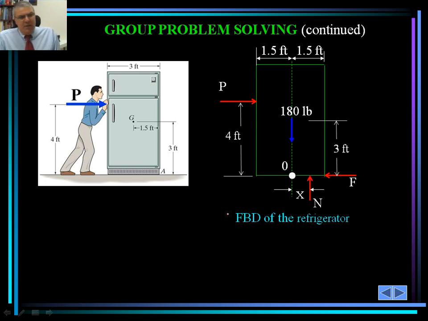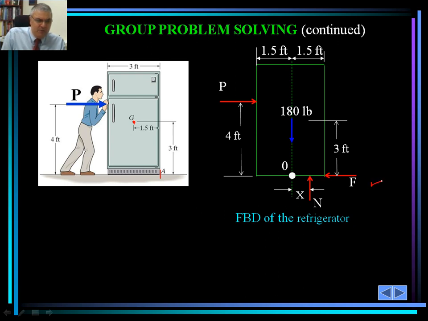So we're going to draw the free body diagram. The 180 pounds is going to be applied at the center of gravity of the refrigerator. Force P is shown with the dimensions given, which is applied 4 feet from the ground. The center of gravity for this object is actually given here. We haven't gone that far yet to talk about how to calculate the center of gravity, but for an object like that, it is shown here, 3 feet and 1.5 feet to the right of point A. So this is the free body diagram.